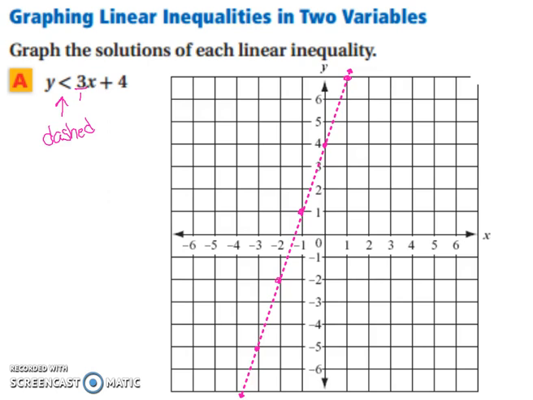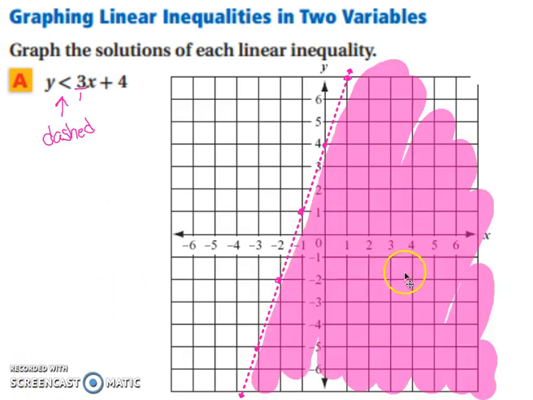So step 2 is now complete. Now we need step 3. We need to decide which side we're going to shade. Y is less than. It's smaller. So where is y smaller? Below or above the line? Well, it would be below the line, so we're going to shade below the line. And there you have it. Let's try another one.